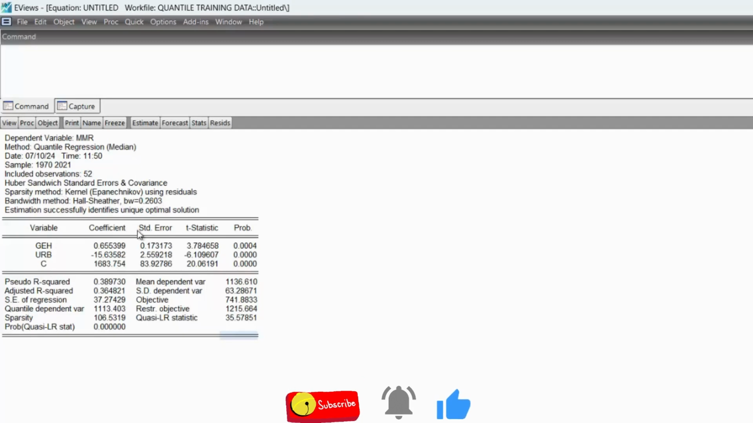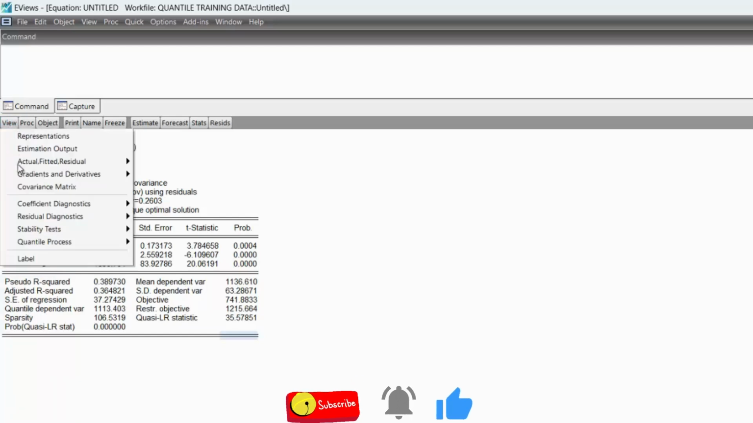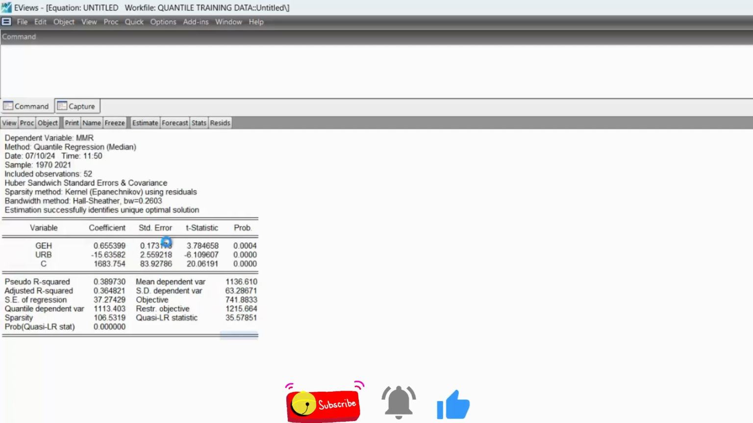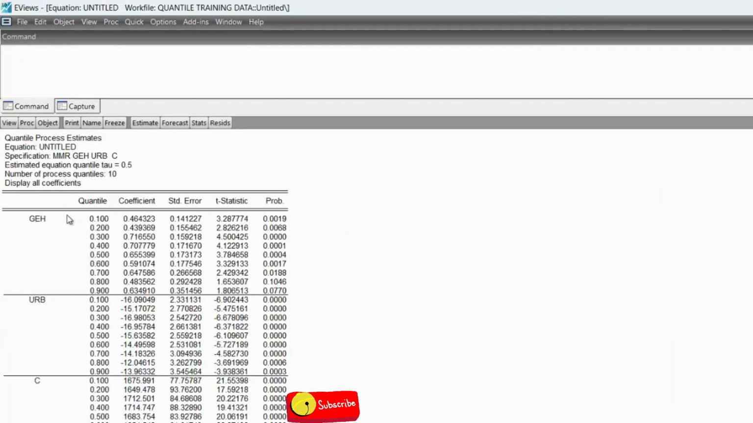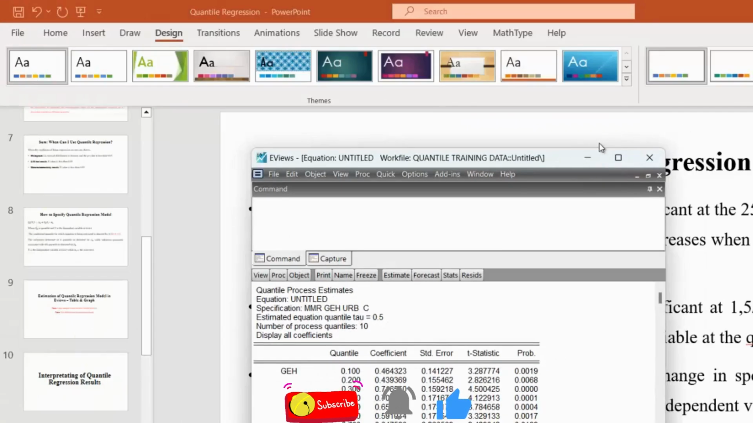The next thing now, this result is only for the median, which is 0.5 quantile. But to obtain a result for like 10 quantiles, then you need to go to view, select quantile process, then process coefficient. Here we are going to retain it, we want for 10 quantiles, then you click OK. So this is our results for quantile regression.